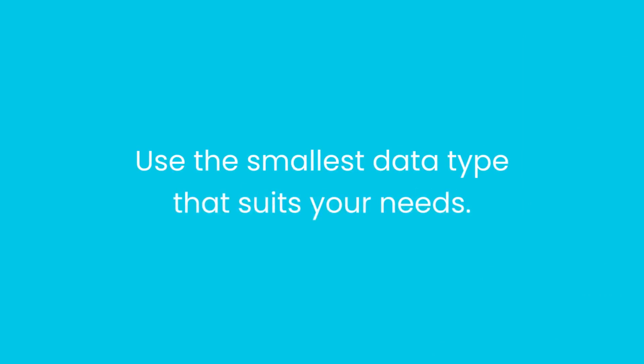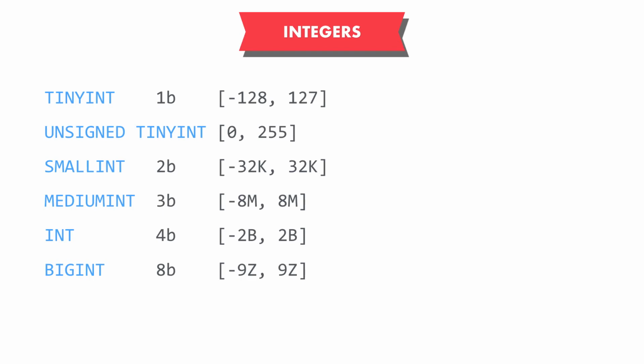Now, as a best practice, try to use the smallest data type that suits your needs. With this, your database will be smaller in size, and your queries will execute faster. For example, if you want to store the age of people, you can use an unsigned tinyInt. No one is going to age more than 255 years, at least not anytime soon. So 1 byte is sufficient to store people's age.